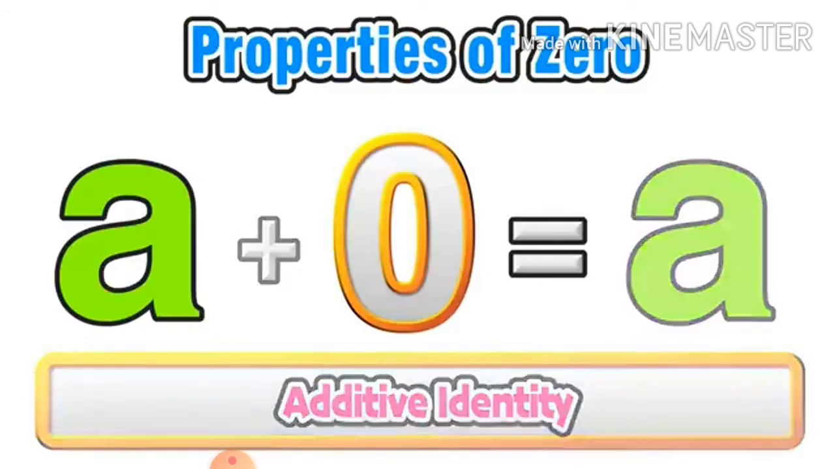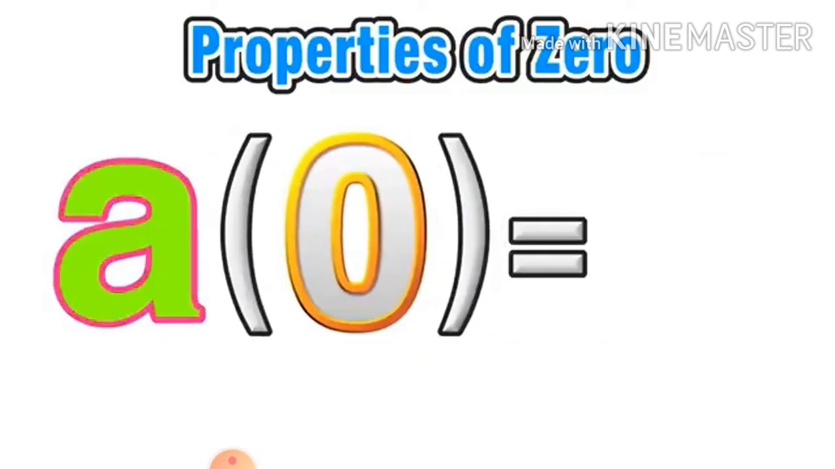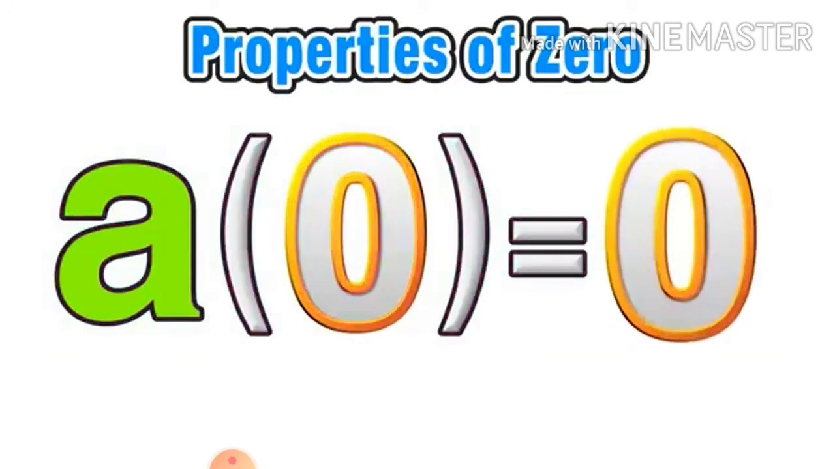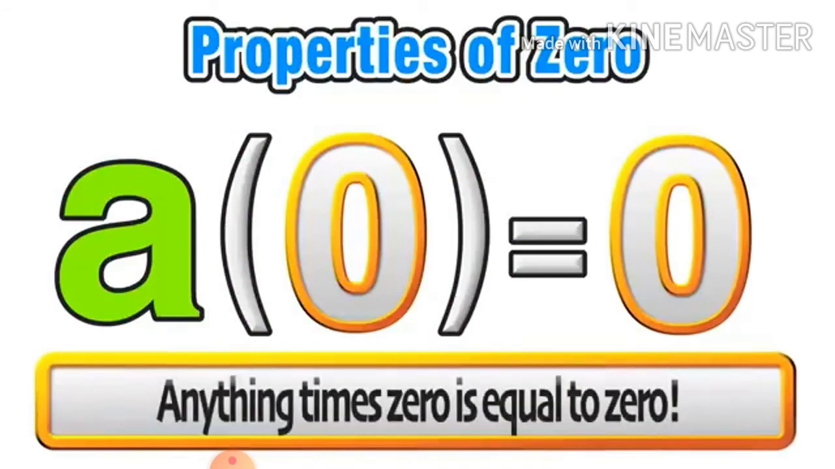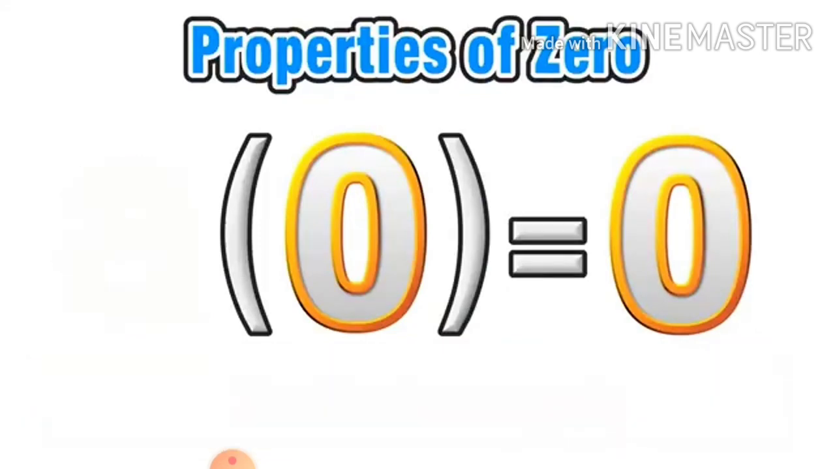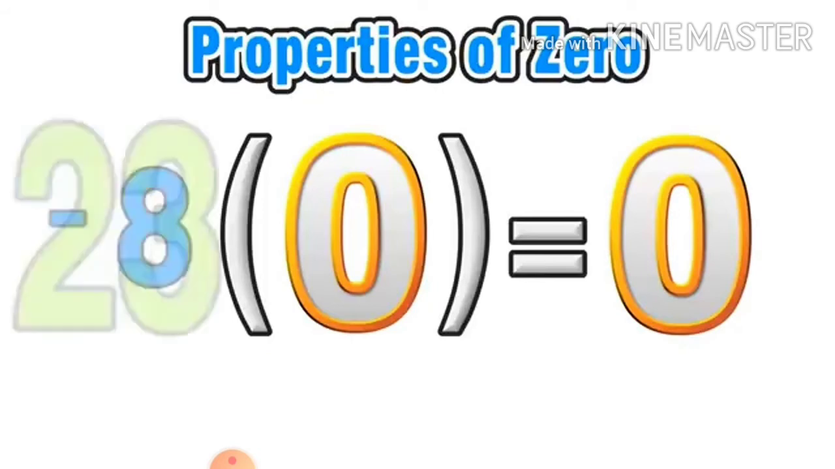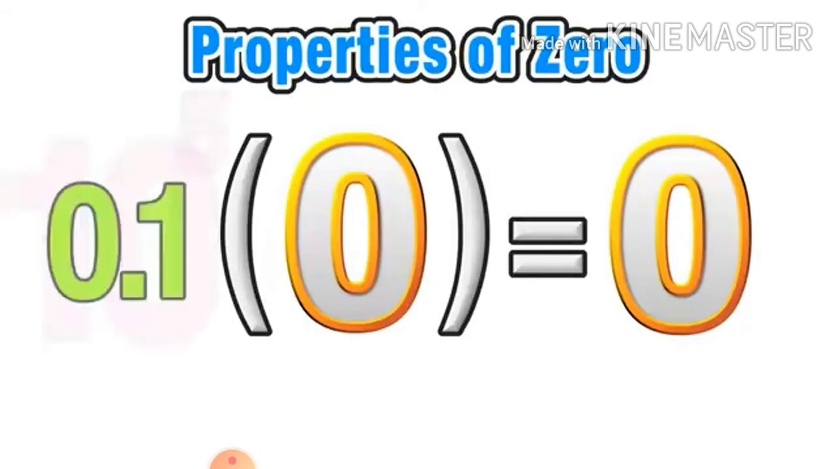Now, instead of addition, let's look at multiplication. If we take any real number, A, and multiply it by zero, we end up with zero, and we can say that anything times zero is equal to zero, and this is called the zero product property. Now, this is no joke. Anything times zero is going to equal zero when you're dealing with real numbers.